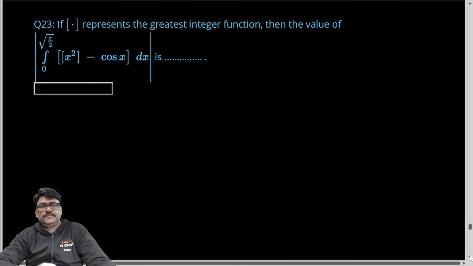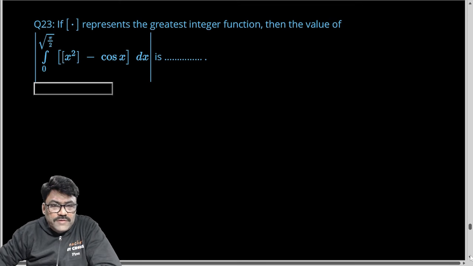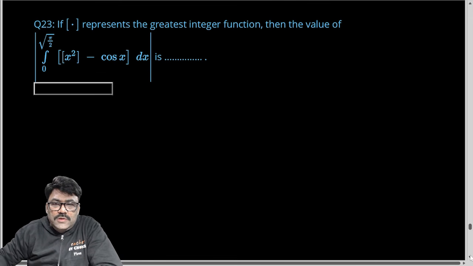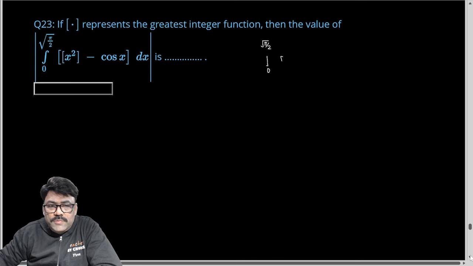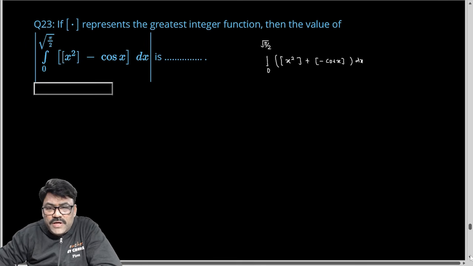See this question based on definite integration. You have to get the absolute value of this definite integration. So it is the integral from 0 to root pi by 2 of the integral part of x square plus the integral part of minus cos x. You can write it like this. Actually, the integral part of x square is an integer, and an integer can be taken outside the box.